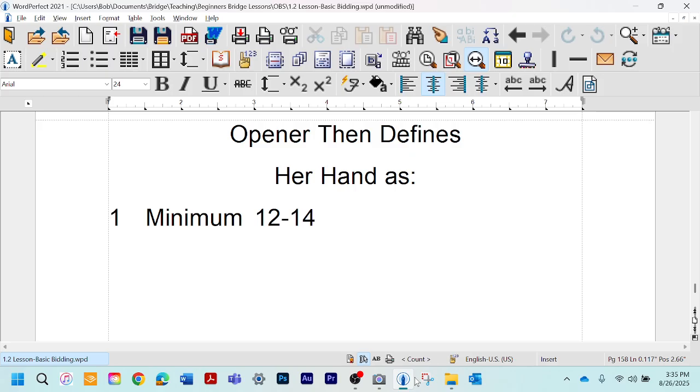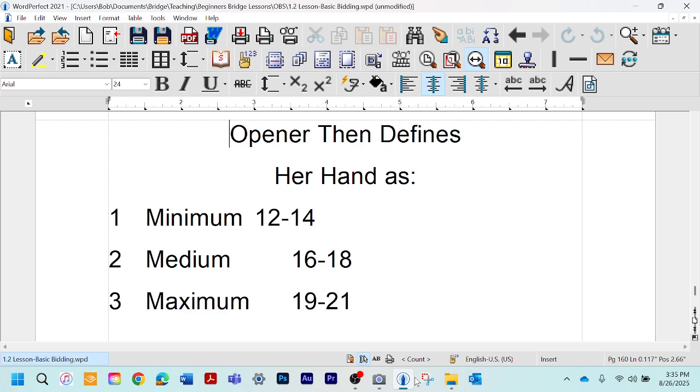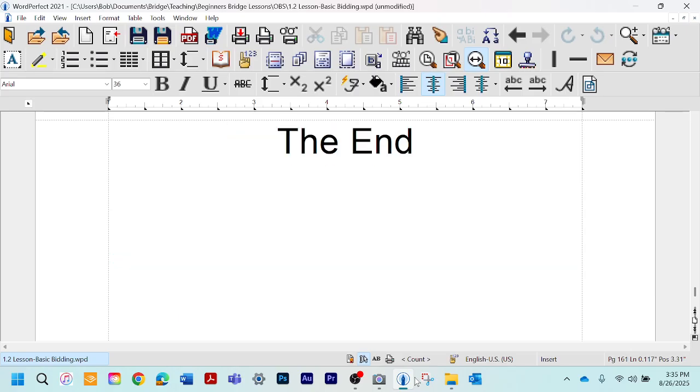So the opener wants to define your hand basically in three categories. The minimum category is 12 to 14. The medium category is 16 to 18, and the big category is 19 to 21. And I won't tell you how I'll do all that. I'll just tell you that obviously there's a lot more to it than what I said here in this very brief introduction to the basics of bidding.